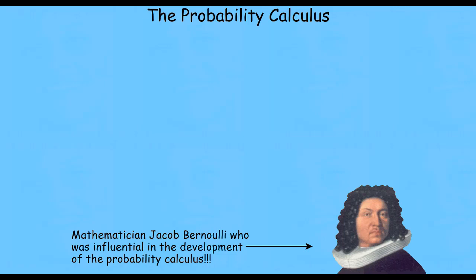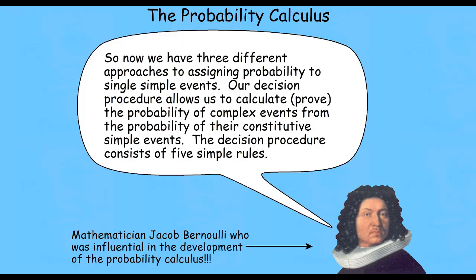So this is the mathematician Jacob Bernoulli. He's very influential in the development of the probability calculus, which is the common name for our decision procedure. And we have these 3 different approaches to assigning probability to these single simple events. Our decision procedure now allows us to calculate or prove the probability of more complex events from the probability of those constitutive simple events. And they have these 5 basic rules that we're going to go through right now.